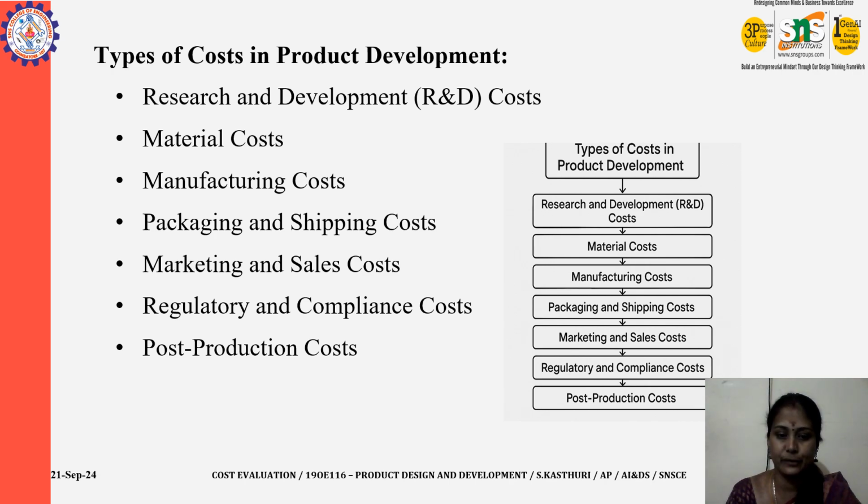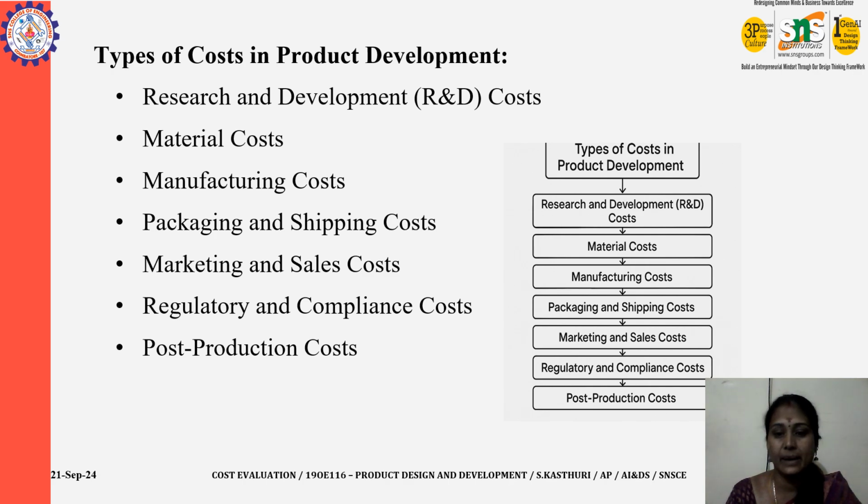The third one is the manufacturing cost. These are the wages and the salaries of workers involved in the production process, including machine operators, assembly line workers, and quality control personnel. The fourth one is the packaging and shipping cost. The cost of materials like boxes, wraps, protection foam to package the product for shipping.